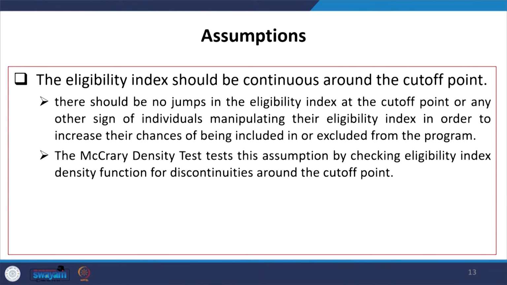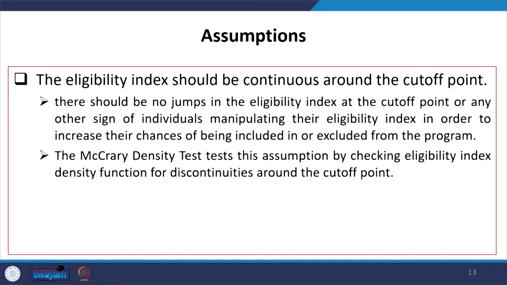The score of a particular individual or unit cannot be manipulated by the enumerator, potential beneficiaries, program administrator or politicians. Therefore, we have certain assumptions to validate about the cutoff points. The eligibility index should be continuous around the cutoff point. So, the data near the cutoff point must be continuous enough.